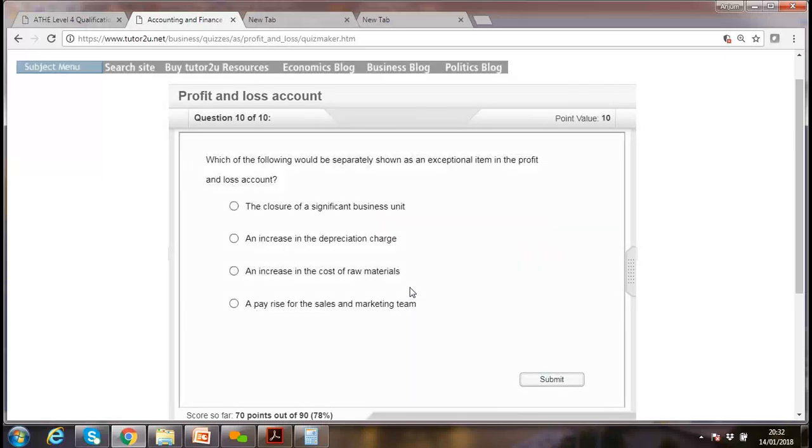Which of the following would be separately shown as an exceptional item in the profit and loss? Exceptional items are those not really part of the usual business. Anything outside the normal is unusual, so we can show it separately. Just pick the option which you think. Any option, no problem. Don't worry. We're just doing a review and we're learning from it.